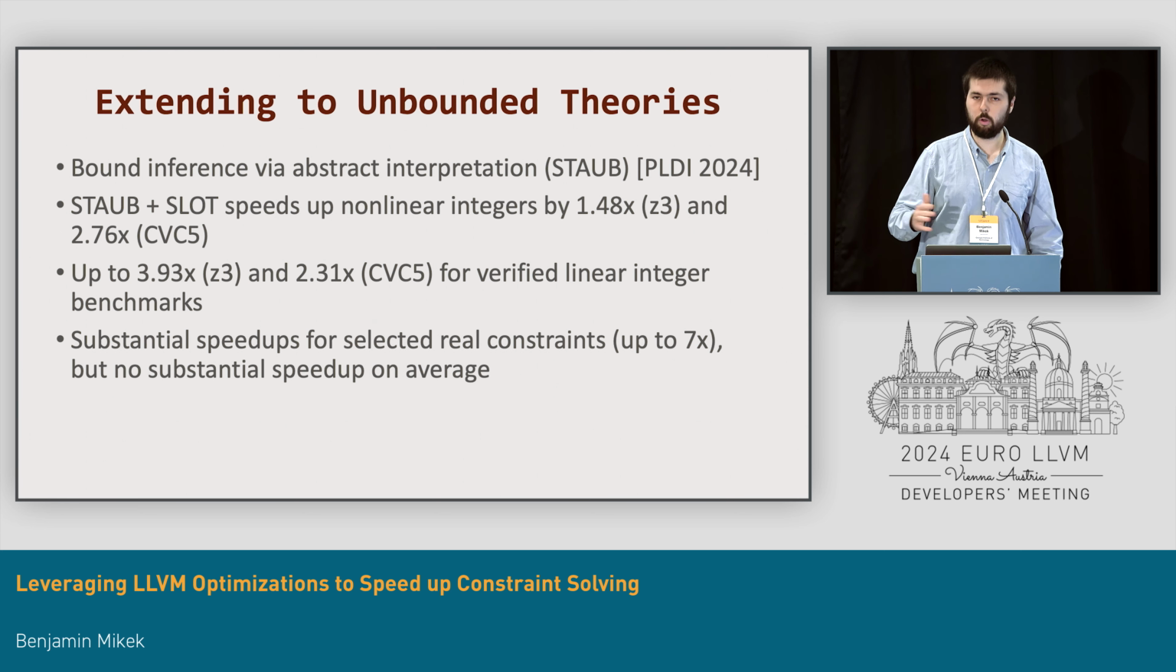And so to balance that, I won't go into details about this, but we have an abstract interpretation strategy that will be appearing in PLDI this year to infer the bounds on these constraints. And we find that by combining this with inference with SLOT, we can speed up nonlinear integers by between 1.5 and 2.5 times. And then even for some real constraints, we can have a substantial speed up, although that's harder because floating point semantics are complicated.